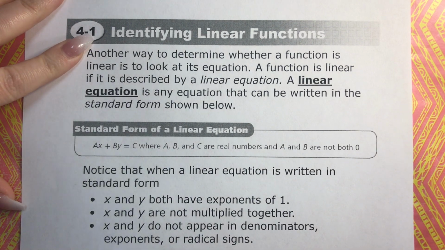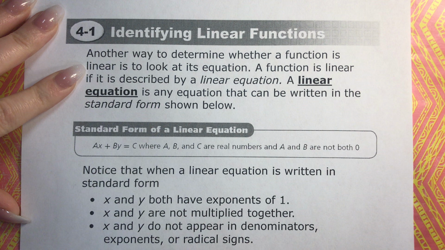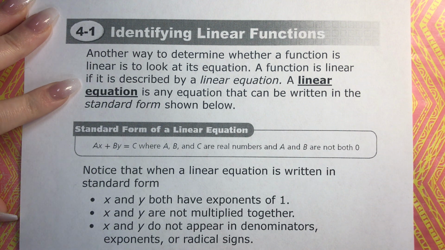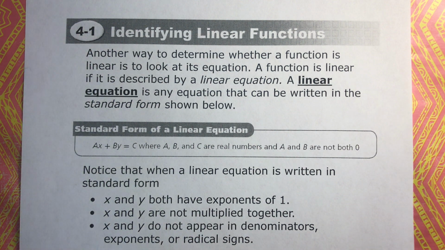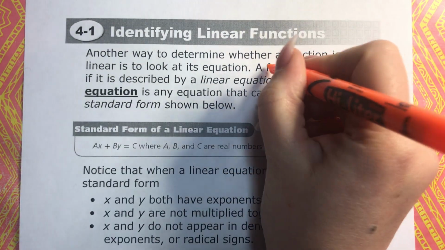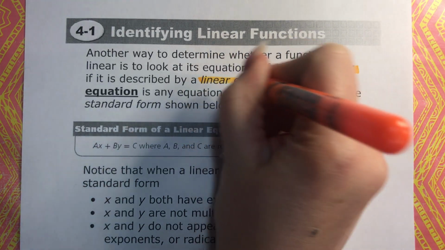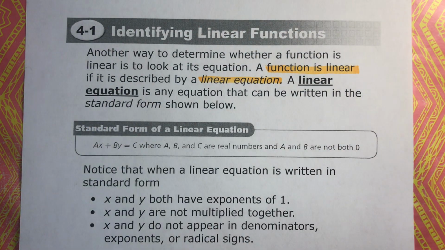Another way to determine whether a function is linear is to look at its equation. A function is linear if it is described by a linear equation. All right? What that means is a function is linear if it can be described as a linear equation. It just means they're the same thing, right?